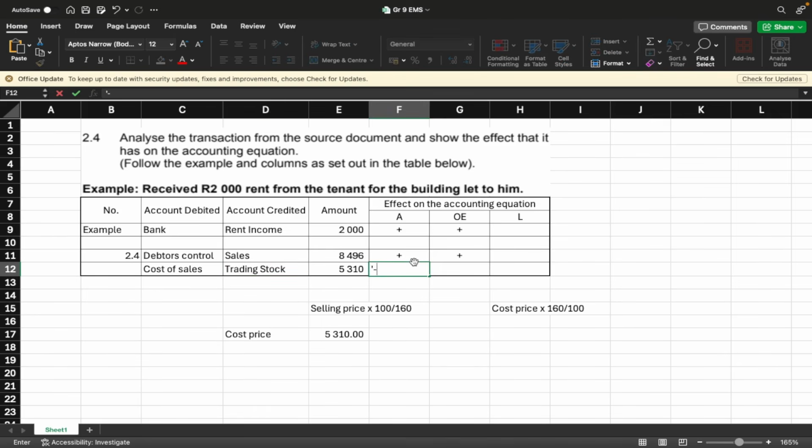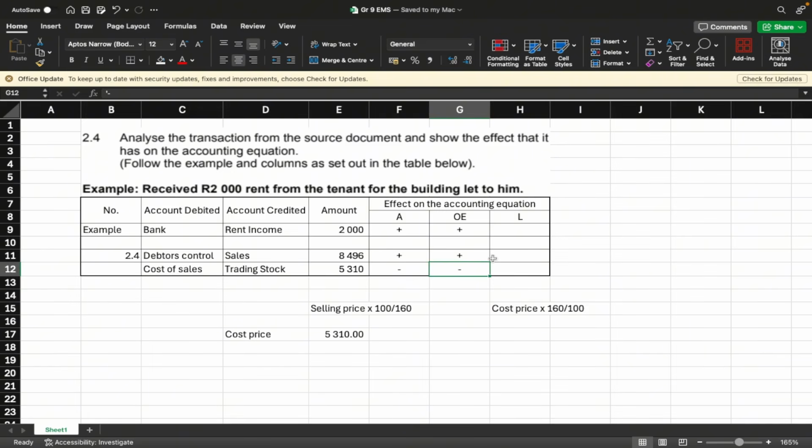So I'm going to put negative under assets. And then what is cost of sales? Well, cost of sales is an expense account. And if you were paying attention to what I mentioned earlier, an expense decreases our owner's equity. Okay, so we're going to go under owner's equity and put it as a negative as well. And you can see the accounting equation still balances. I've got a negative under assets and a negative under owner's equity.